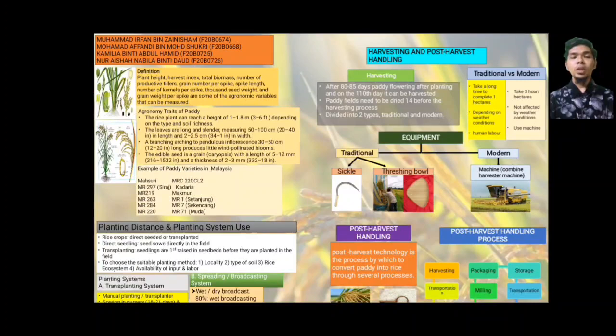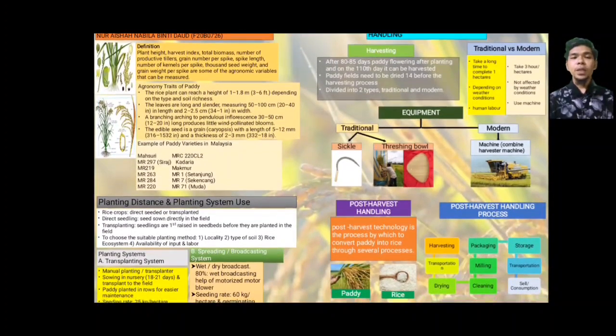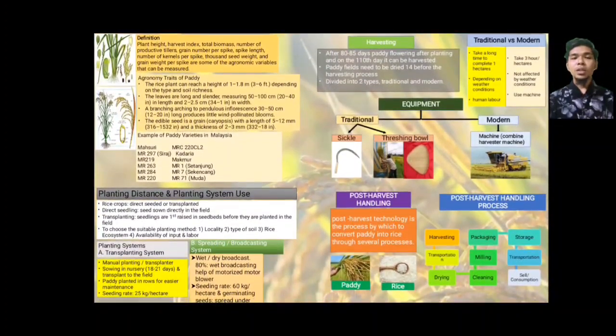Harvesting: 80 to 85 days after planting the paddy flowers, and on the 110th day it can be harvested. The paddy field needs to be dried 40 days before the harvesting process. Harvesting is divided into two types, traditional and modern technique. For traditional, we use the sickle and threshing bowl. For the modern, we use a machine, the combine harvester machine. It can process reaping, threshing, and winnowing in one machine.